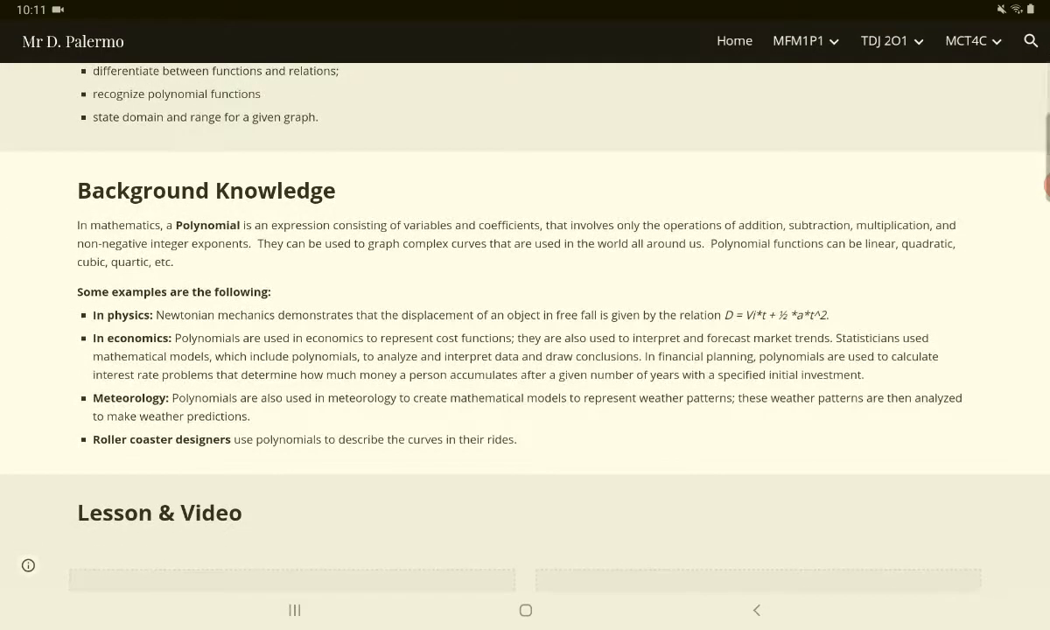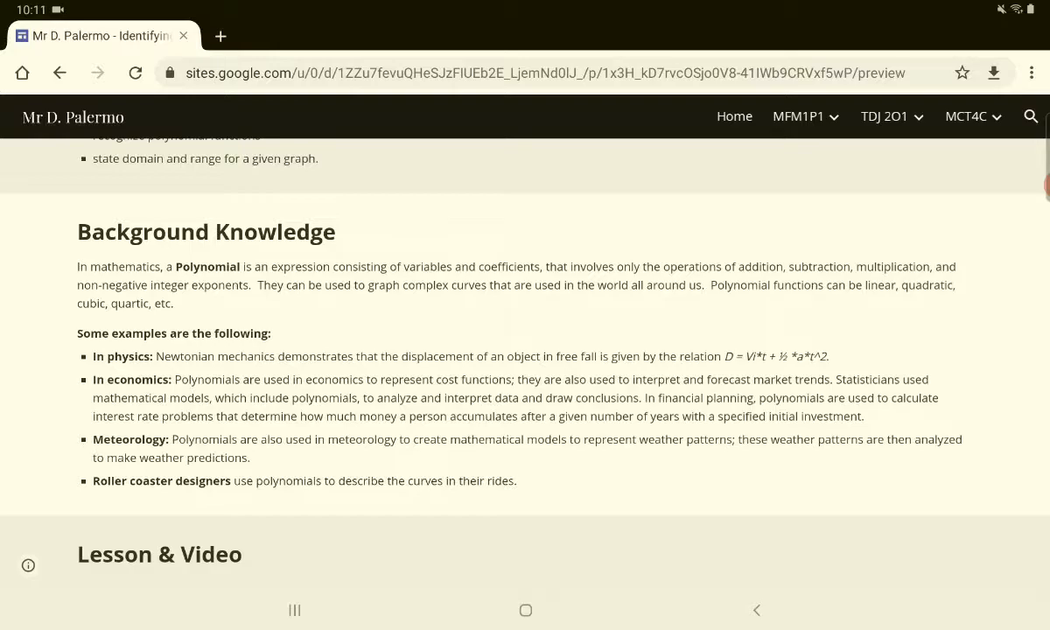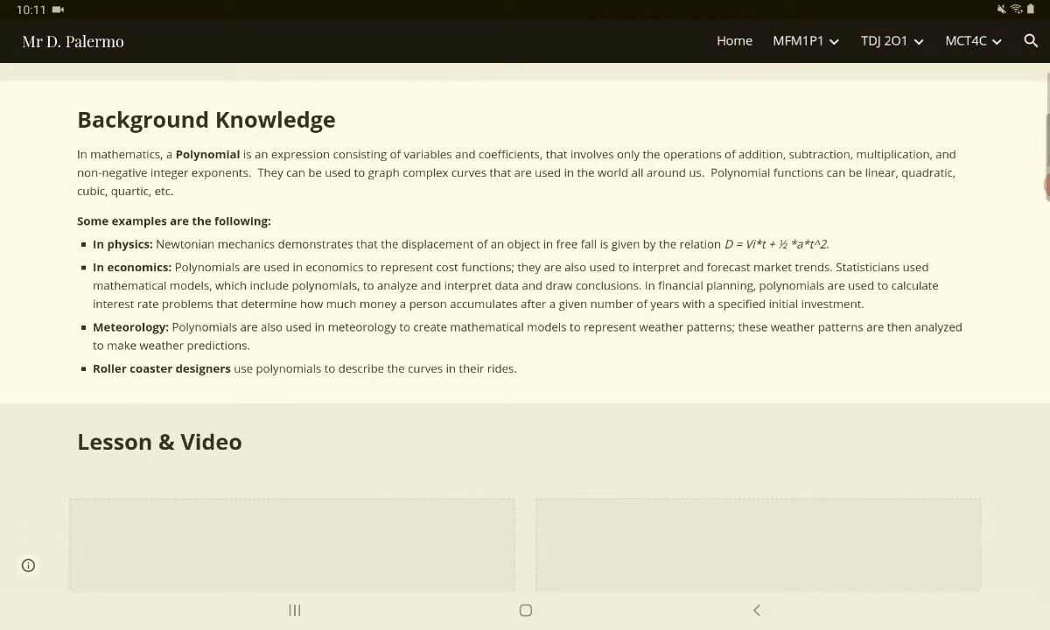In terms of some background knowledge, in terms of what polynomials are used for, just some of the examples. They are used all over around us in our real world. Just some of the examples are in physics, economics, meteorology, roller coaster designs, bridge designs. They are used all around us, and we probably don't even realize it. But it really is an important part of our world. And so we're going to look at understanding polynomial functions a little better.